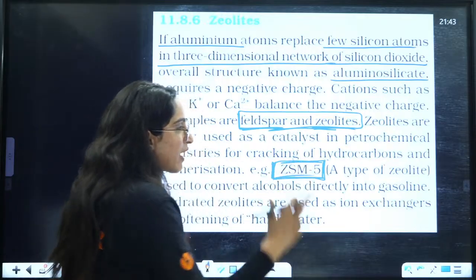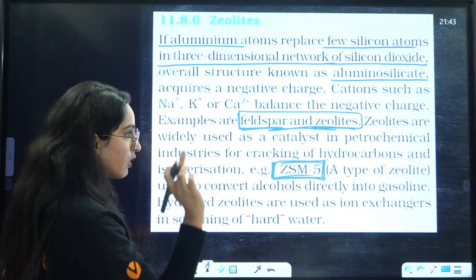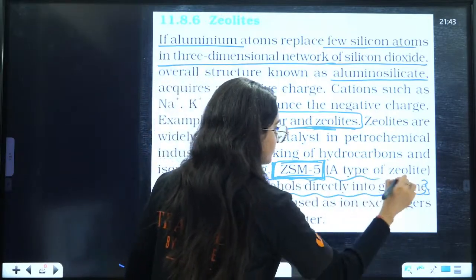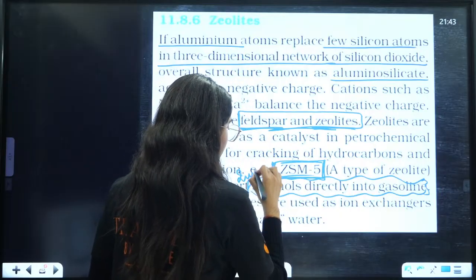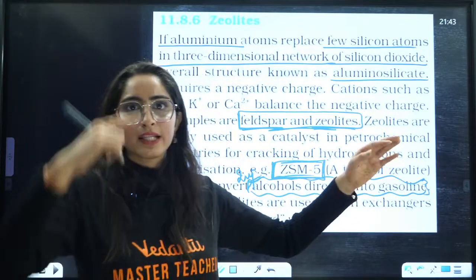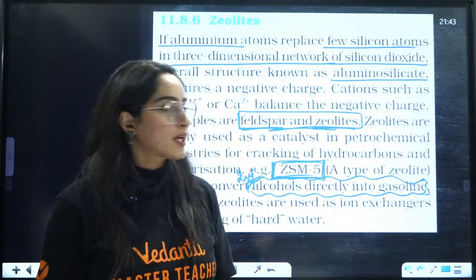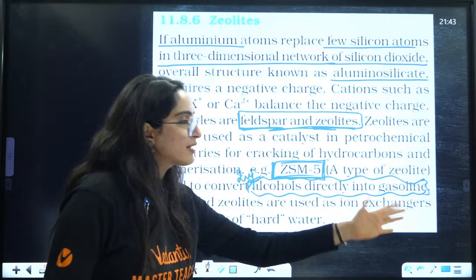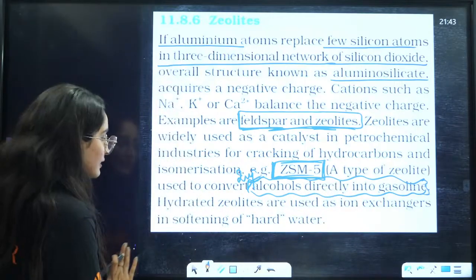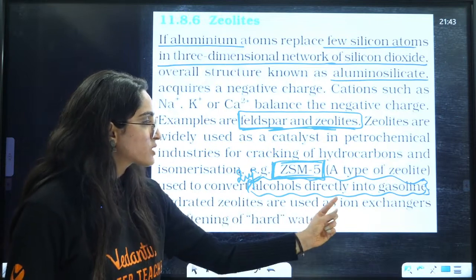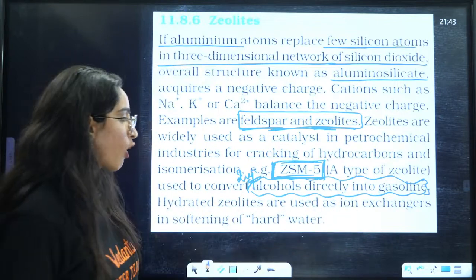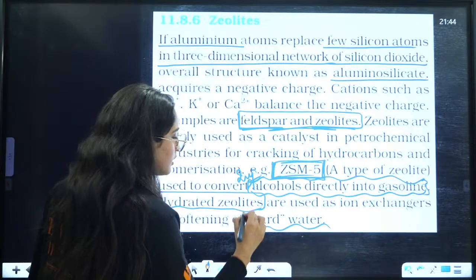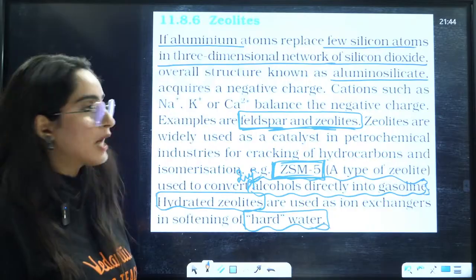ZSM5, a type of zeolite, is used to convert alcohol directly to gasoline. Now, this is important for you. They will ask you which zeolite is used to convert alcohol directly to gasoline. Then, hydrated zeolites are used as ion exchangers in softening of hard water. This is also important, right?